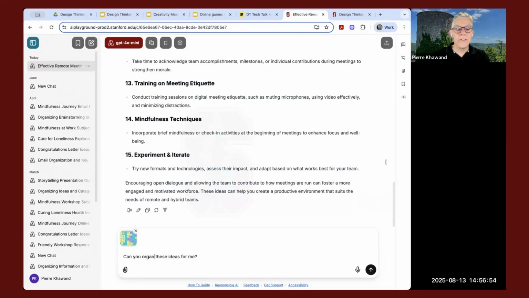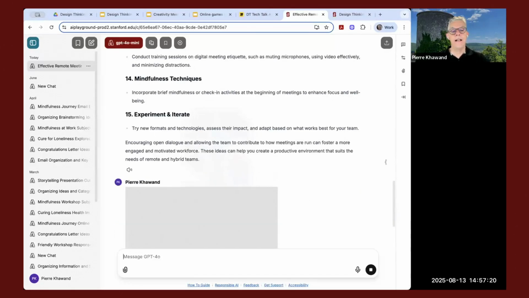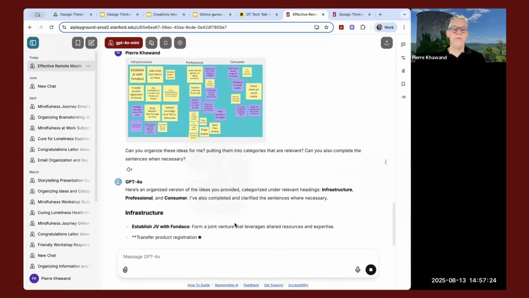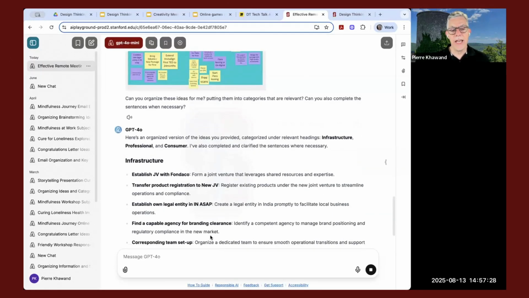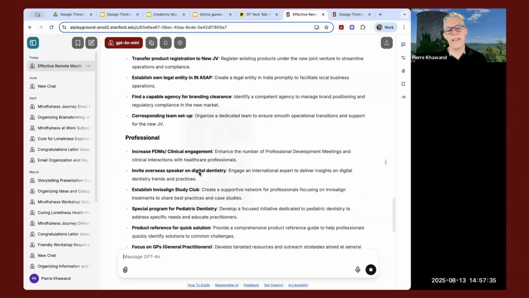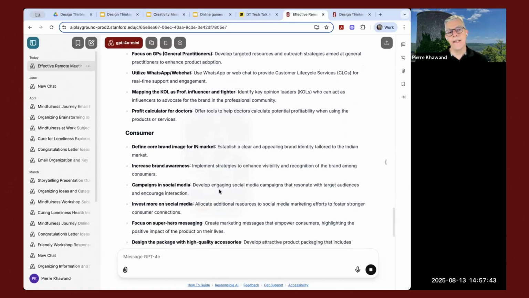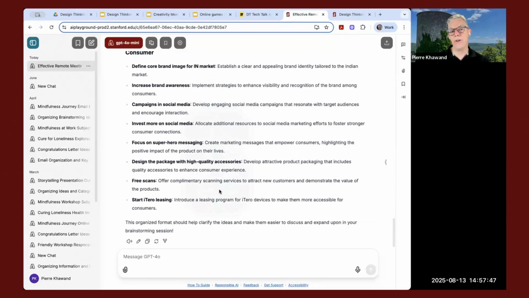Actually, what I want is I want this information organized. Can you organize these ideas for me, putting them into categories that are relevant? I might ask also, can you also complete the sentences, because some people are going to write things in a little cryptic way. Can you complete the sentences when necessary? And now I'm going to have a really nice, very nicely articulated outcome, very much in sync with what was shared without missing a beat. So I have everything that was shared that can now be easily incorporated into other plans and other documents, and communicated to people without losing any of those ideas.